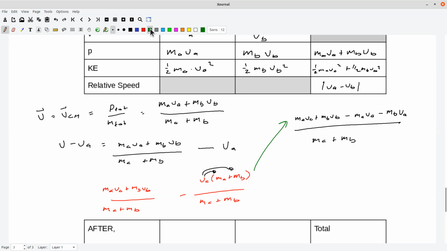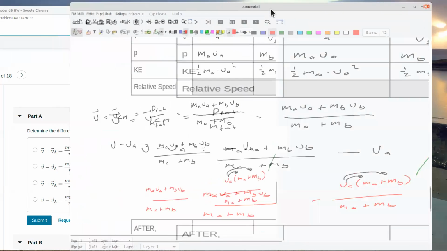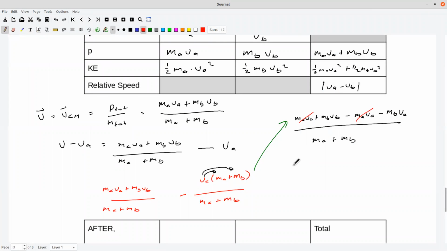Now I'm going to combine like terms. And notice that MAVA and the minus MAVA cancel each other out. Then I've got two different terms that have MB in them. They both have MB, so I'm going to factor that MB to make it look like the things in the options they've given me. All of them have an MA or an MB that's factored out of something. So factor out the MB: MB times VB minus VA over MA plus MB.